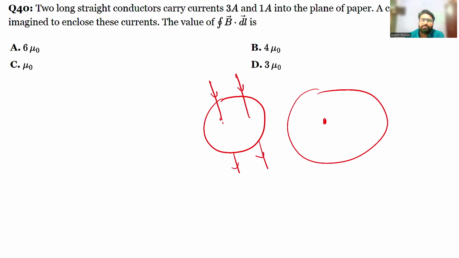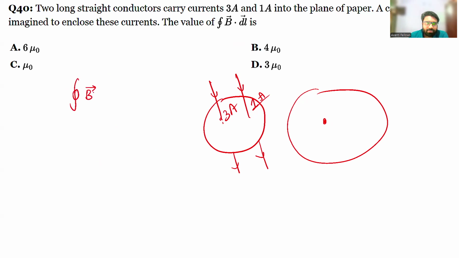Into the plane they are going. Clear? One of the currents is 3 ampere, one of the currents is 1 ampere. So it is asking for the value of the integral of B dot dl if I enclose the currents in a circular loop. So it's very simple.